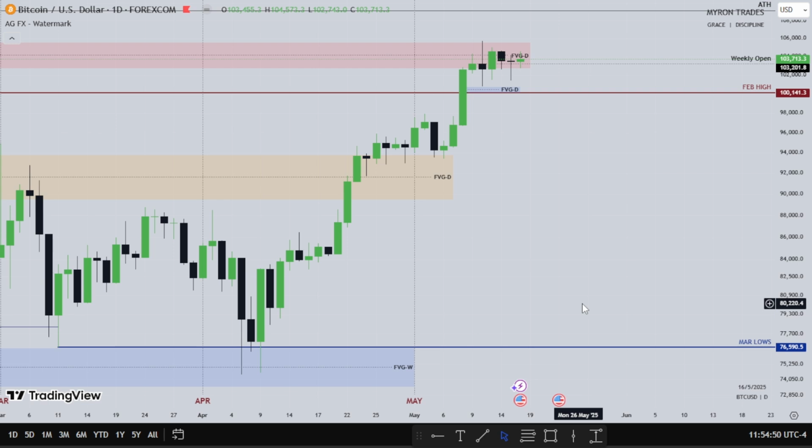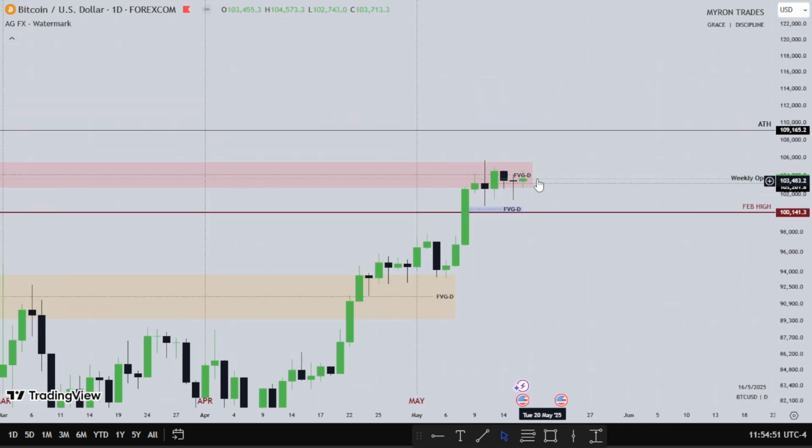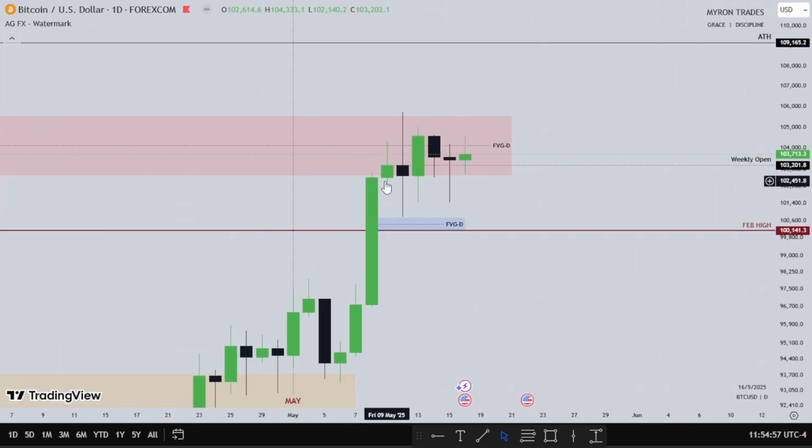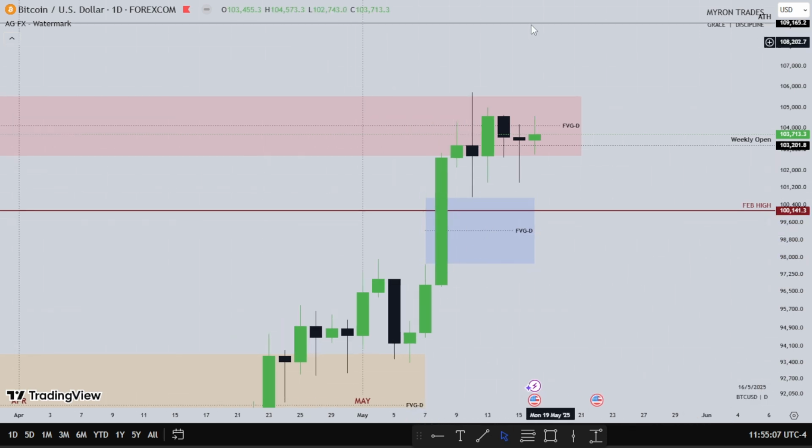Bitcoin, as you can see, Bitcoin was ranging inside this fair value gap. There's nothing much to talk about on Bitcoin. So there's a huge fair value gap right here, there's this fair value gap and then this fair value gap. This is Monday, Tuesday, Wednesday, Thursday, and Friday. So Bitcoin was stuck in a range.